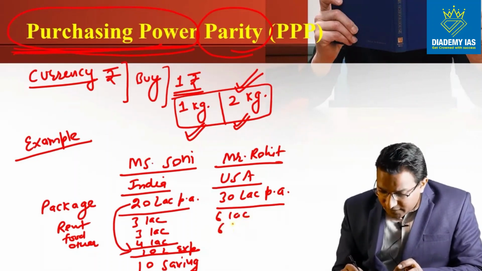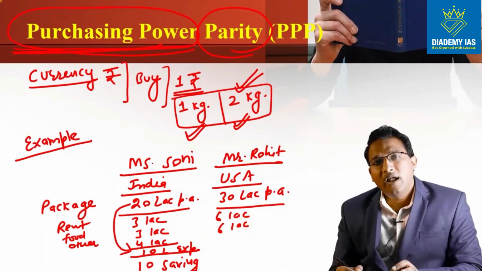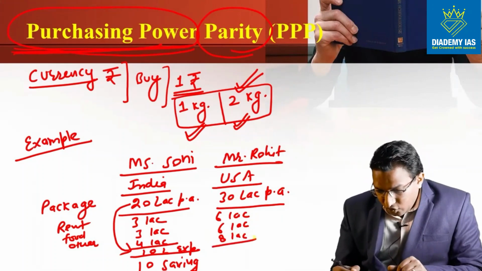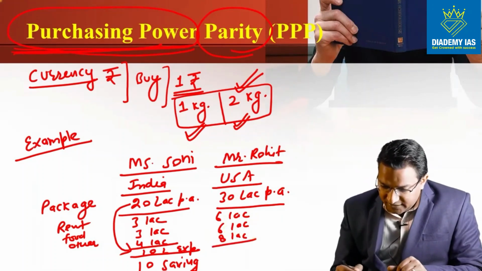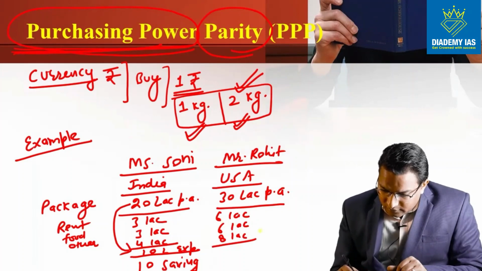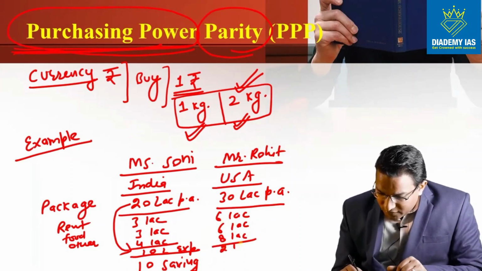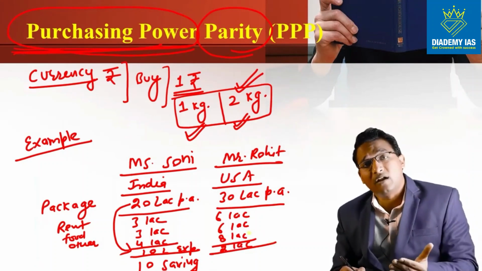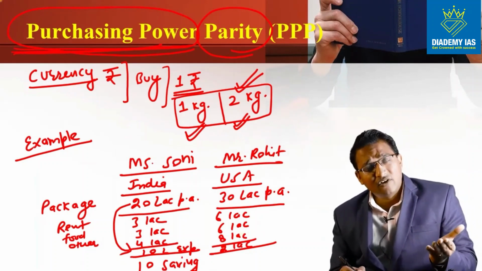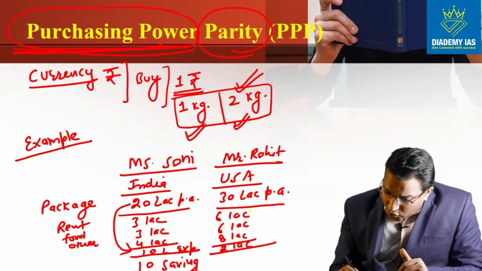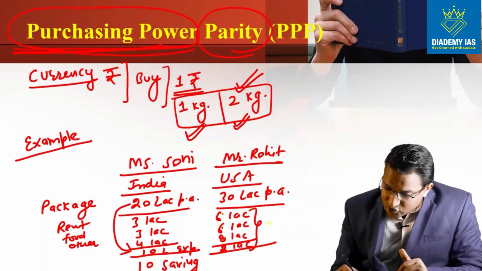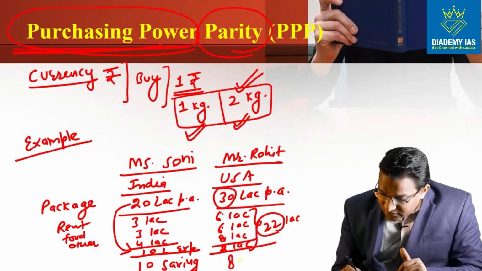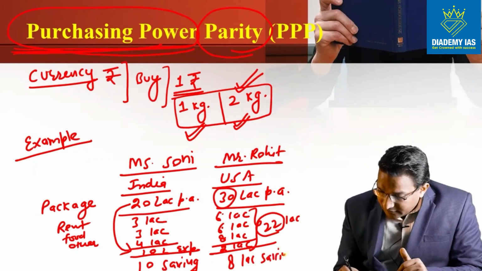For the fooding, he has to spend 6 lakh rupees. And for other expenses, he has to spend 8 lakh rupees. So 6 plus 6 plus 8, and apart from that he also has to spend 2 lakh more rupees because he is staying outside. There are many other expenses which he has to bear, which would not have been required if he had been staying in India. So the total expenses come to 6 plus 6 plus 8 plus 2, 22 lakh. And out of 30 lakh, if he is spending 22 lakh, that means 8 lakh is the saving, right?